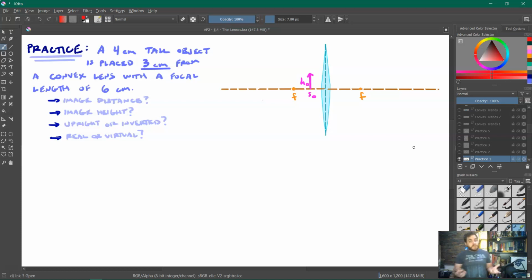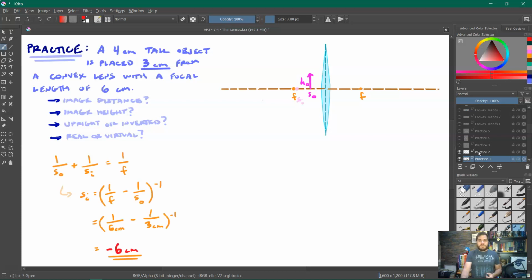Well, hopefully you tried it out, and let's see what we do here. So, to figure out the image distance, we are going to use, once again, the thin lens equation, and we're going to solve for it the exact same way. So we're going to get (1/6 centimeters minus 1/3 centimeters) to the minus 1, plug it in our calculator, and you will see that comes out to be minus 6 centimeters. So what this is telling me is that the image is going to be on the same side of the lens as the object, specifically 6 centimeters away.